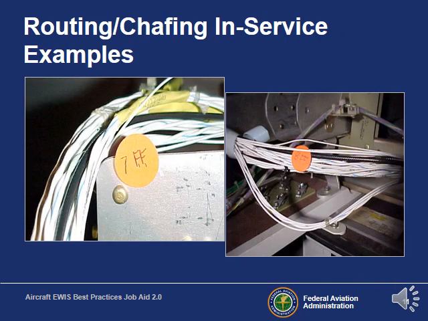Okay, so the first thing that people notice is the routing and chafing. Wires need to be routed in such a way that they prevent any kind of chafing opportunity. For example, you see here, there's chafing against the structure, as well as over here.